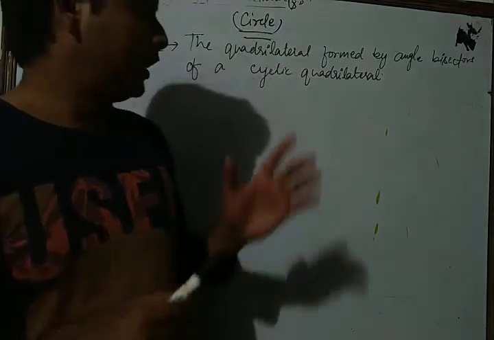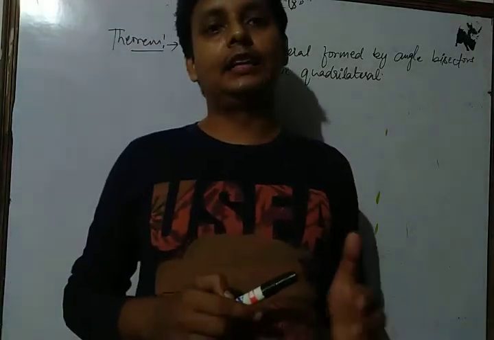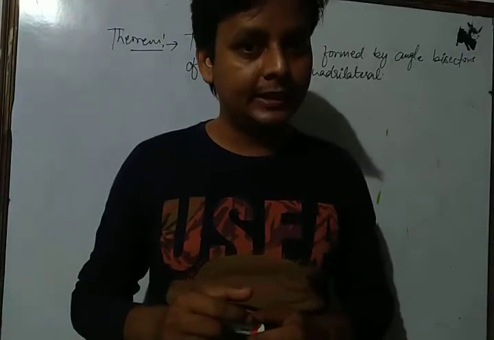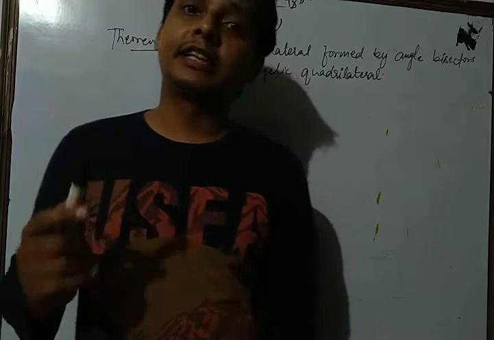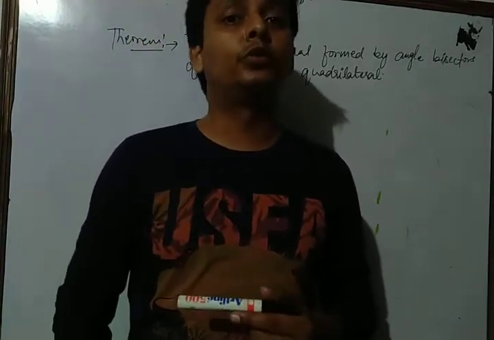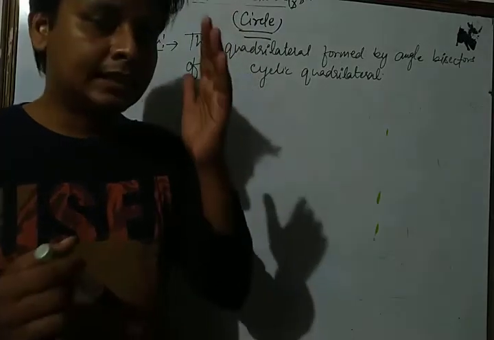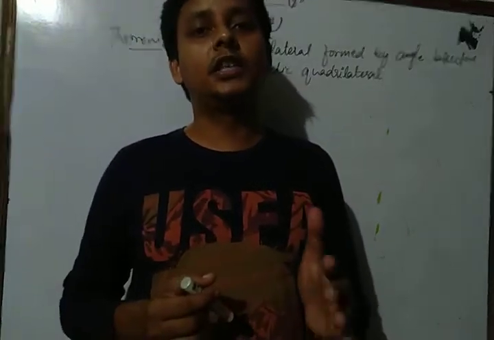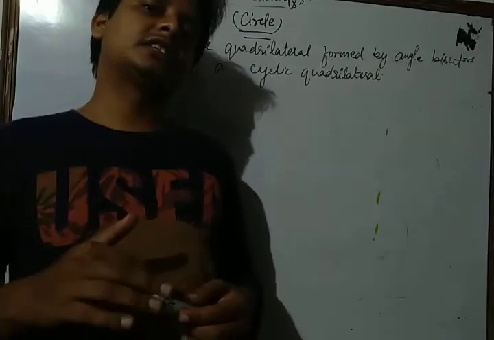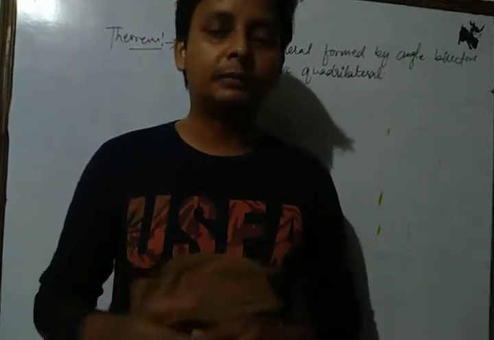One is that the sum of opposite angles of a cyclic quadrilateral is 180 degrees. And the second one: if one side of a cyclic quadrilateral is produced, then the exterior angle is always equal to its opposite interior angle. In the previous class we discussed these two types of theorems.